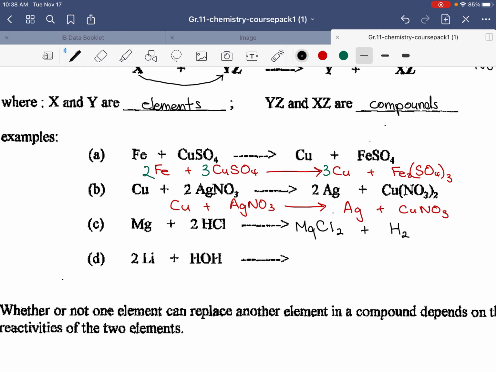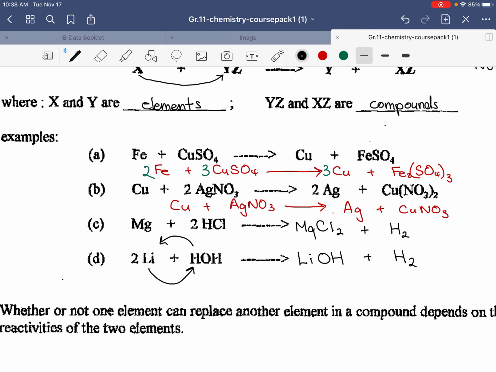That's why, instead of writing H2O, I wrote HOH. Because lithium is going to displace one of these H, and not both of those H. As a result, what you are going to get is a base called lithium hydroxide plus H, no, not H on its own, remember, H2.